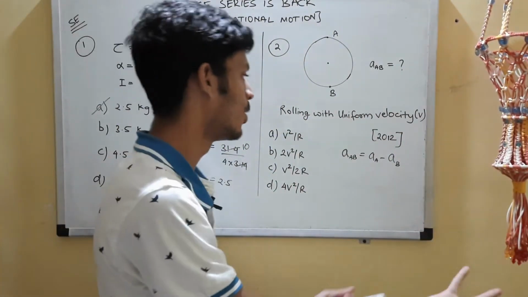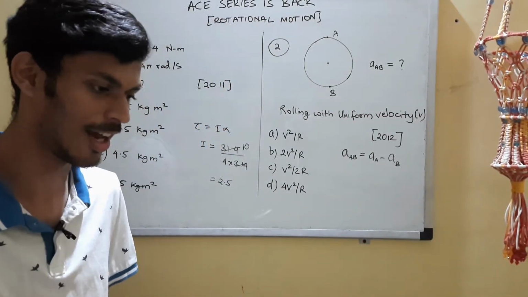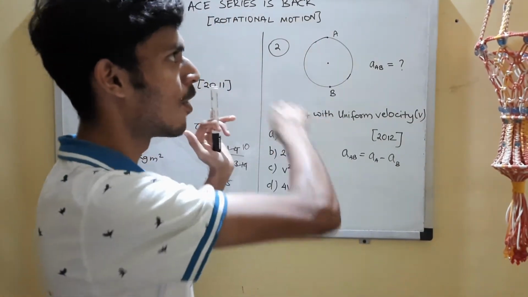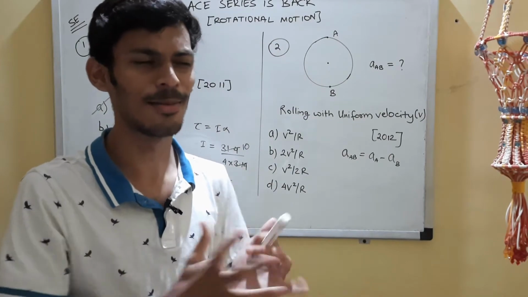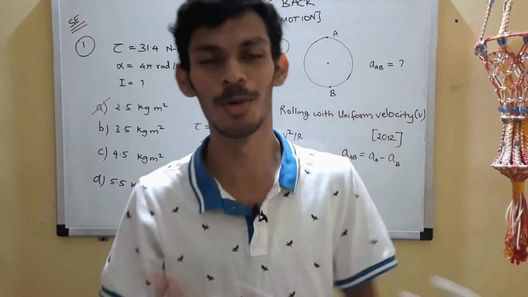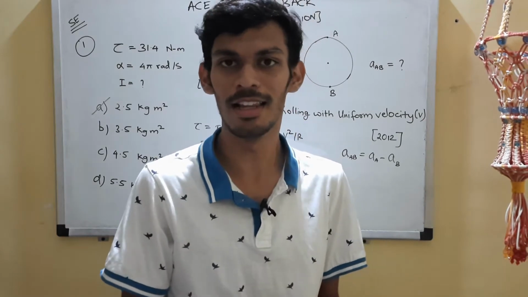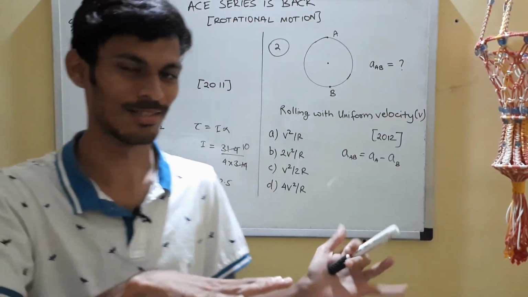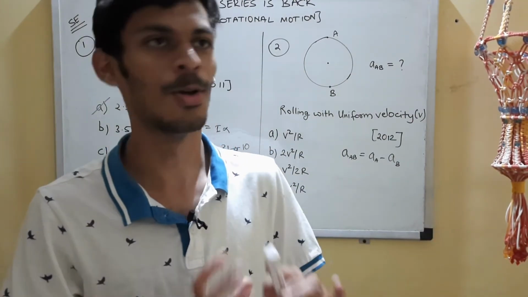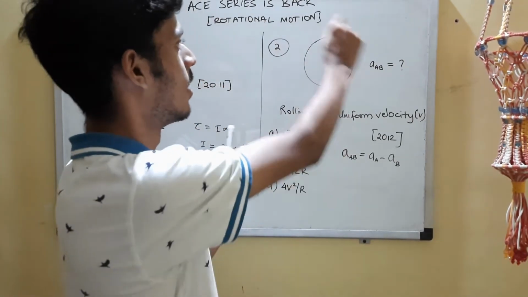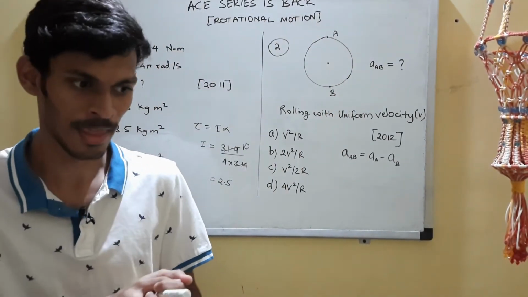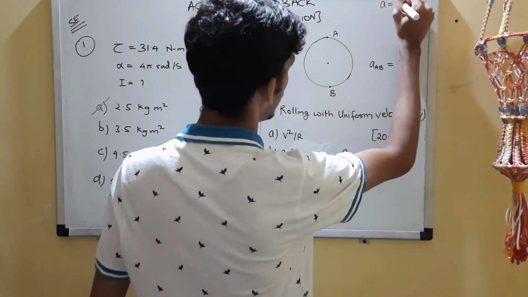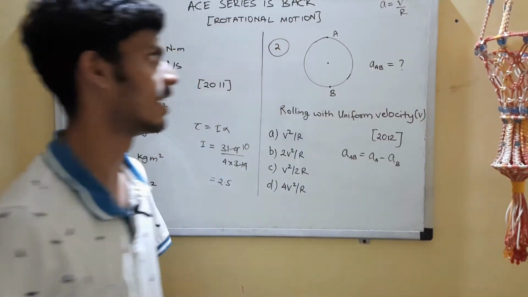If you see, they have already told you that it is rolling with uniform velocity, right? So if you see, the particles on this object will be performing uniform circular motion, right? So since the particles are performing uniform circular motion, the only force on that particle is the centripetal force, right? The motion is uniform. There is no tangential acceleration, for those who know it, or for those who don't know, the only force acting on the particles of this object is the centripetal force, right? So we can write the only acceleration on each of these particles will be the centripetal acceleration, right?